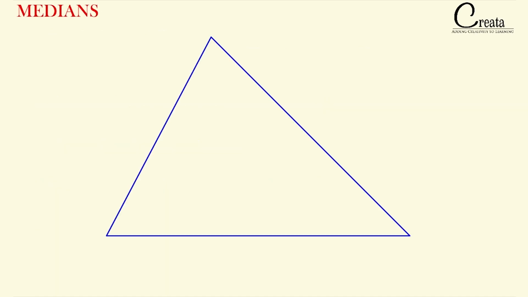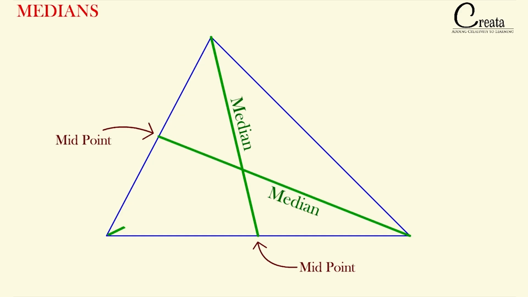Medians are basically the line segment joining the vertex with the midpoint of the opposite side. So this is the median. We can have a total of 3 medians in a triangle. They have a special feature, that is, these medians always intersect at a common point. You can take any random triangle, the medians will always intersect at a common point.